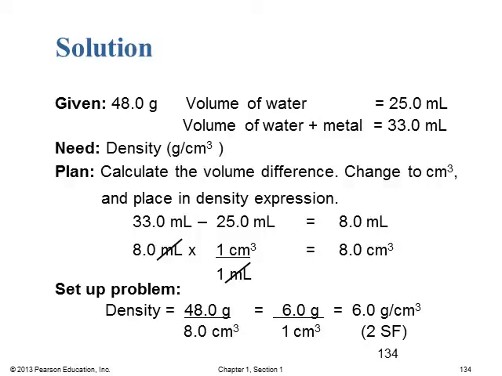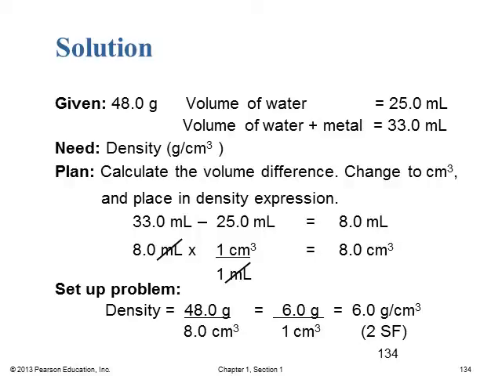First we want to figure out the volume of the object. So it's 33.0 minus 25.0, and we get 8.0. That's subtraction, so we only have to report one decimal. Then 8.0 milliliters times 1 centimeter cubed per 1 milliliter, because we want centimeters cubed, gives us 8.0 centimeters cubed. So we know the mass, and now we calculated the volume.